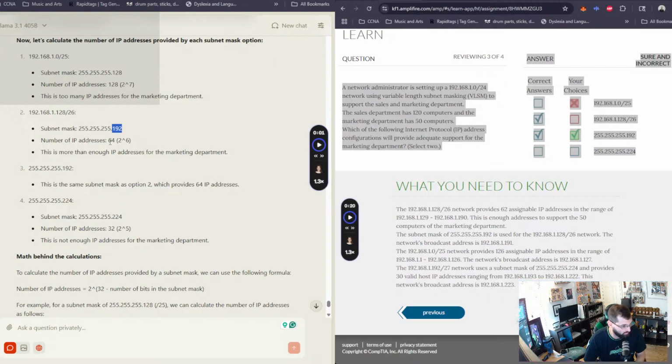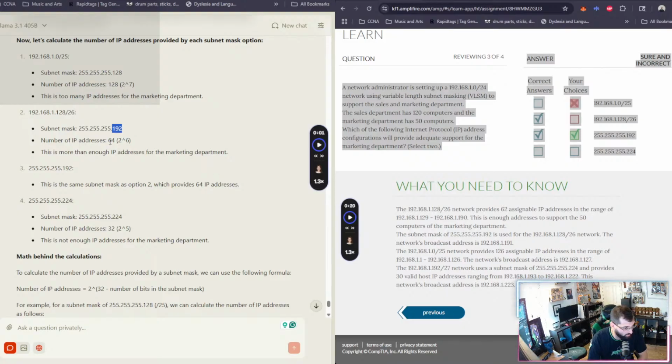So number of IP addresses is 2 caret 32 minus number of bits in the subnet mask. Okay, let's try it this way. 32 minus 192. I'm not getting it. So I'm not understanding something.